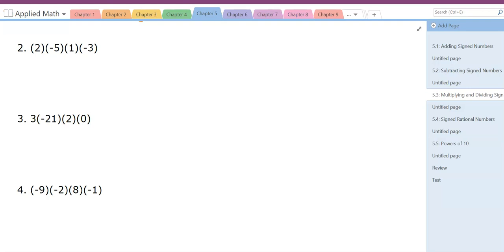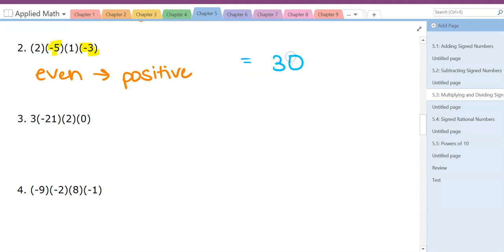So for number 2, how many negative numbers do you have? An even or an odd amount? Even, because you've only got 2 of them. Since it's even, that means that your final answer should have been positive. What did you guys get? Good. How about for number 3?